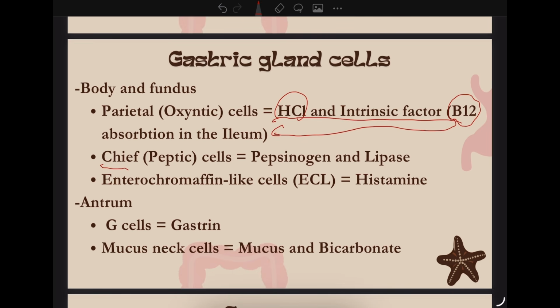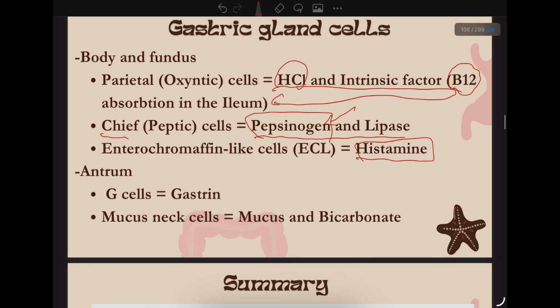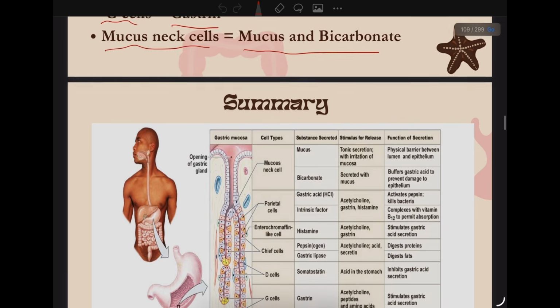Chief cells secrete pepsinogen and lipase, which are both enzymes that we will talk about later, but pepsinogen is the most important one. So hydrochloric acid for parietal cells, pepsinogen for chief cells. ECL cells release histamine, and we'll discuss histamine function in a minute. In the antrum, G cells secrete gastrin. Do you remember our friend gastrin? Very easy, I think you already know that. And we have mucus neck cells to secrete mucus and bicarbonate, but that should be everywhere, but the doctor put it in the antrum, so whatever.